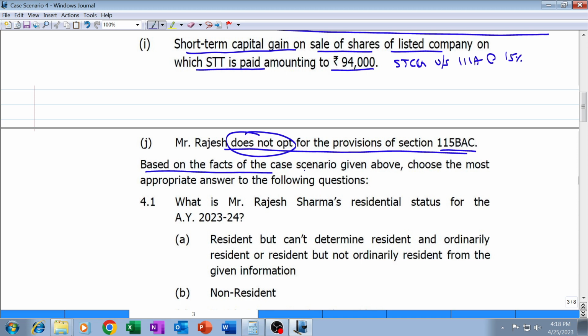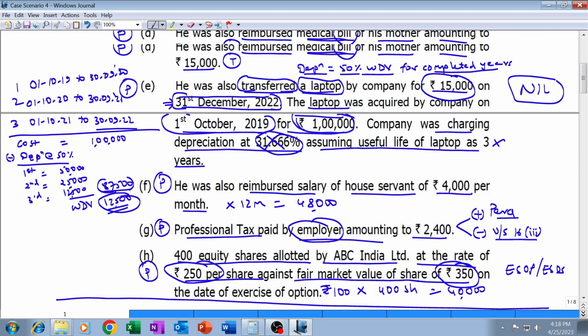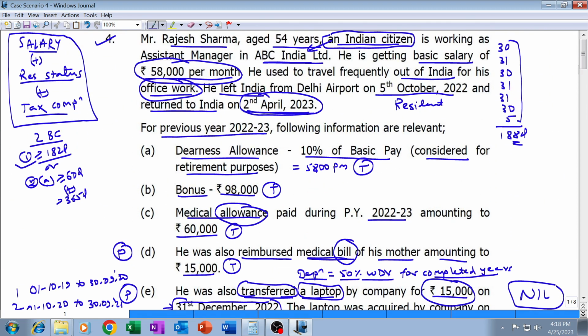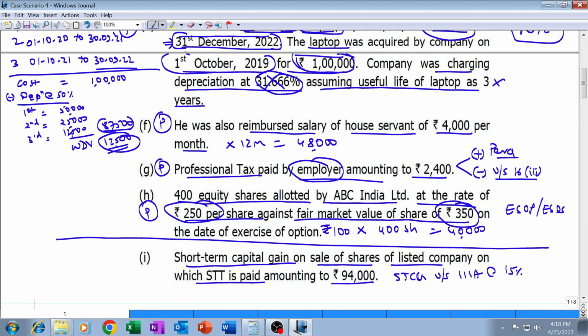Based on the facts of the case scenario given above, choose the most appropriate answer. 4.1. What is Mr. Rajesh Sharma's residential status? The answer is resident. We have already worked it out. He was present in India for 188 days, from 1st April till 5th October 2022.